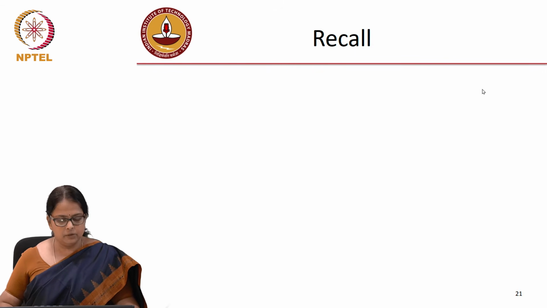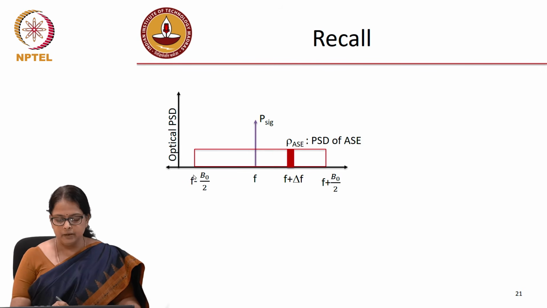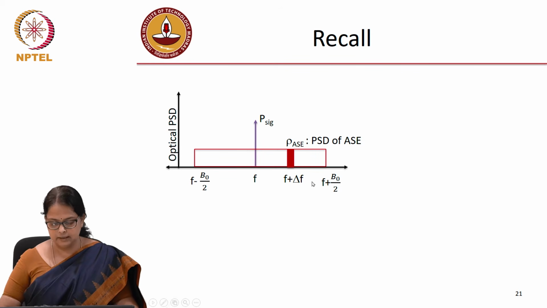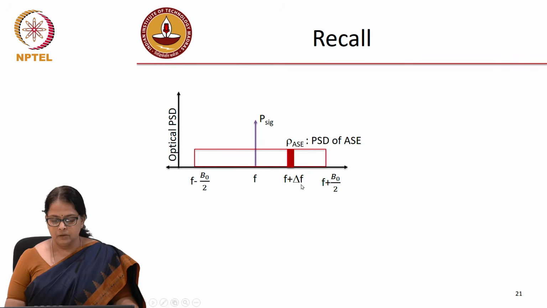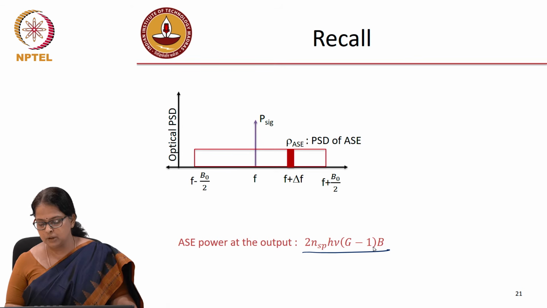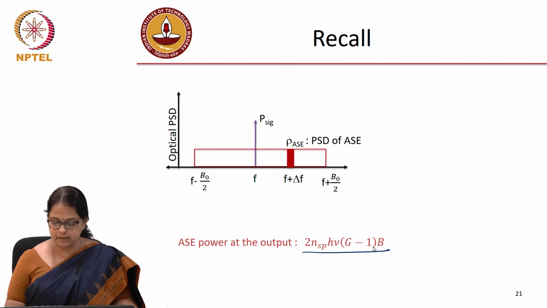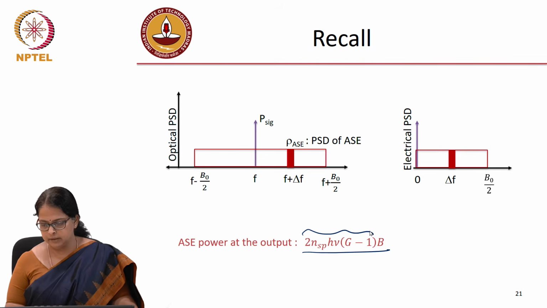To do that, you need to recall what we learned in EDFA. This is the output of the EDFA. This is the signal, and you have the noise all around the signal. This corresponds to the ASE filter of the EDFA. The optical power spectral density of the amplified spontaneous emission, we derived, is 2 n_sp h nu (G minus 1) times B, where B is the bandwidth. Power spectral density multiplied by B will give you the total power.